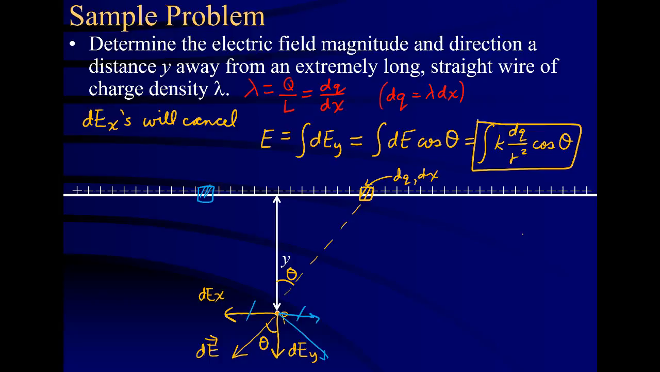Okay, welcome back. So last time we started setting up the integral to calculate the electric field of a long straight wire of charge density lambda. And we ended with this expression here. This is what we got by saying that dE is k dq over r squared cosine theta.